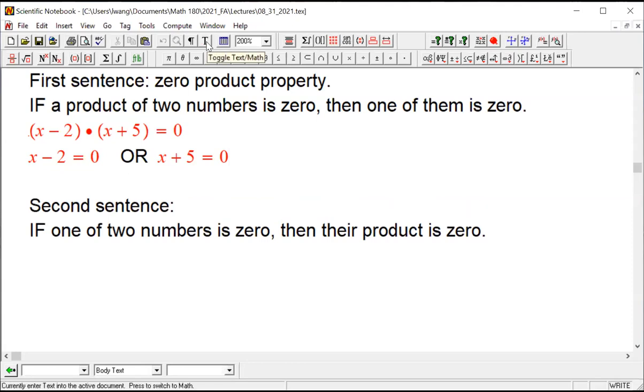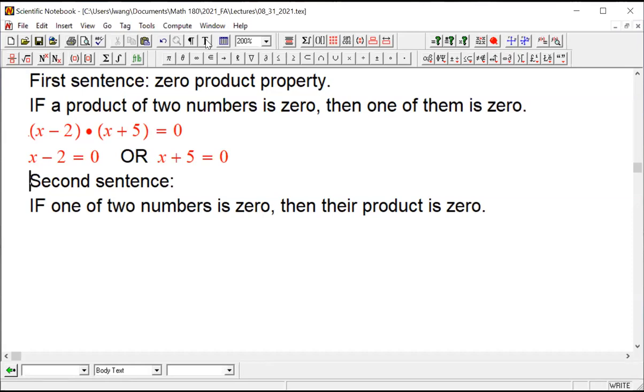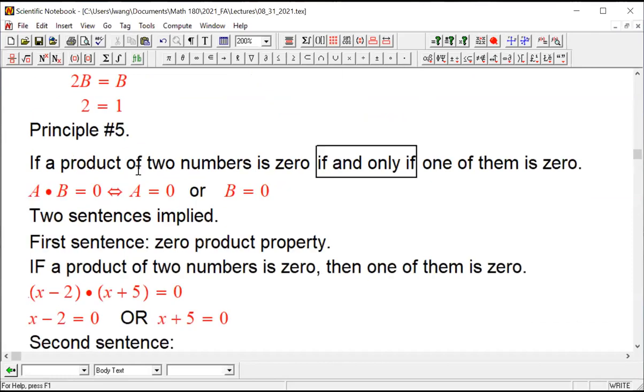The rest I'm not going to complete, just an example to show you this principle is used a lot. Guess what? In your calculus class, you will continue to use this principle. I can even tell you which chapter, chapter 4, when you need to do optimization. But anyway, I'm not going to go further into that. So this is principle number 5.